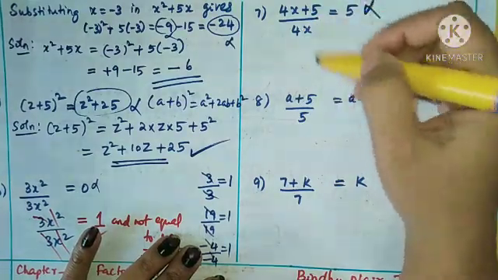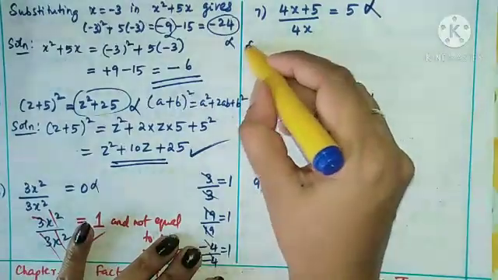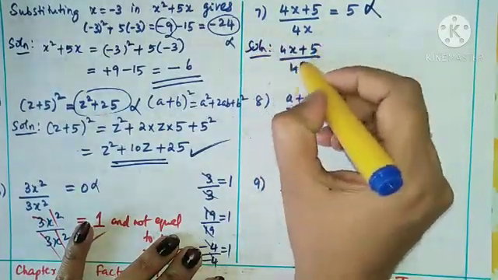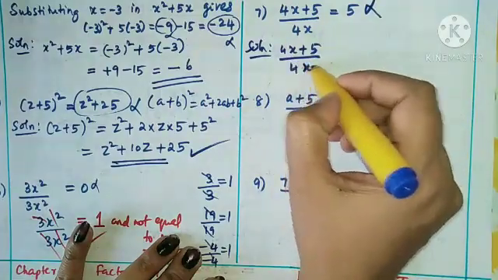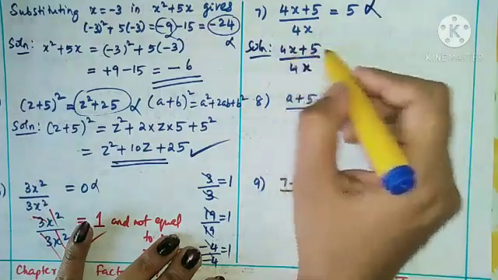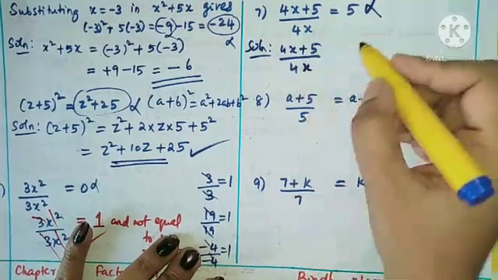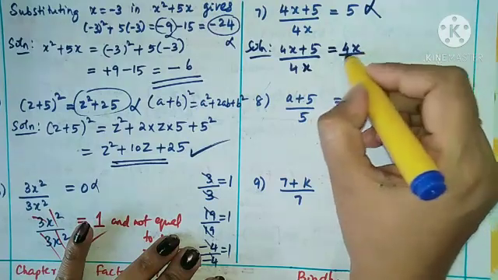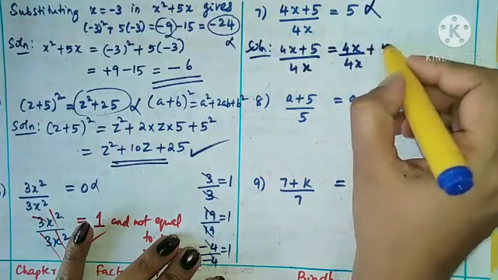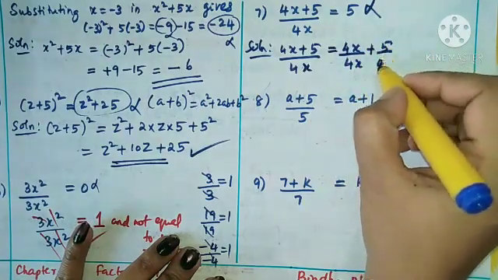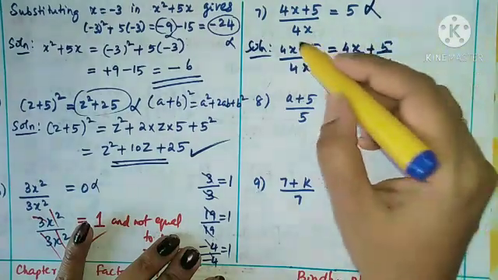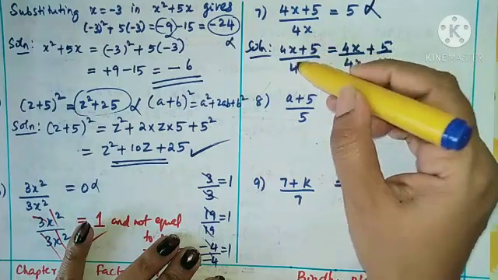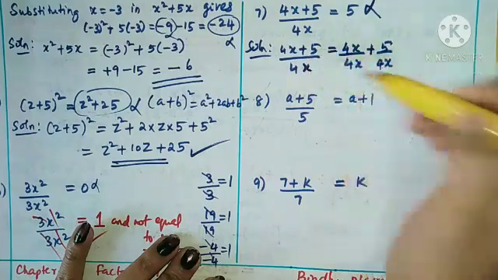So how can we do this? All of you listen. You want to write the question (4x + 5) by 4x. Since we cannot do the cancellation, we are going to split the fraction. That is, we can write this expression as 4x by 4x plus 5 by 4x. Understood? We split the numerator. Denominator is the same. So 4x by 4x plus 5 by 4x.